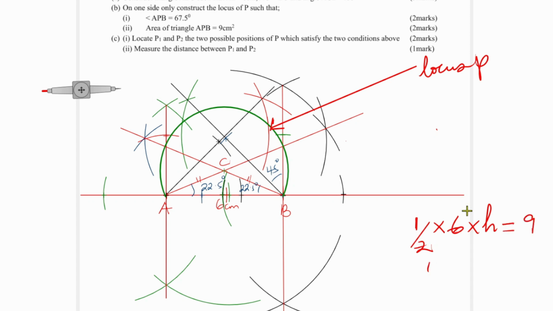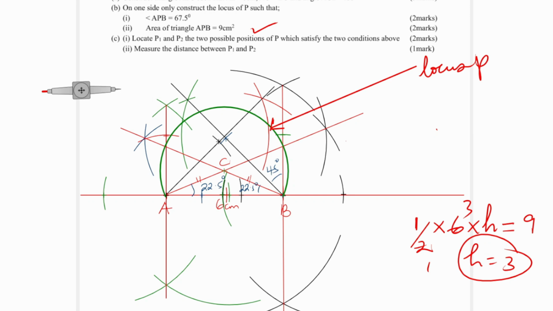So this one will simply be 3h equals 9. So h will be 3. So we require a triangle of height 3 centimeters and base 6 centimeters. That will give us the area of APB to be 9 square centimeters. And actually, P will be located at 2 points on that circumference. So we just stand at A, and then we shall get that measurement of 3.